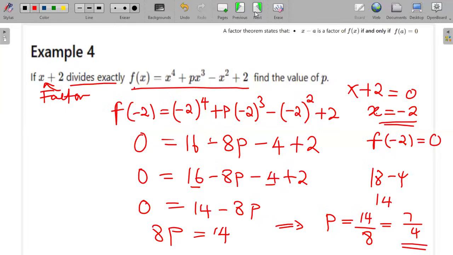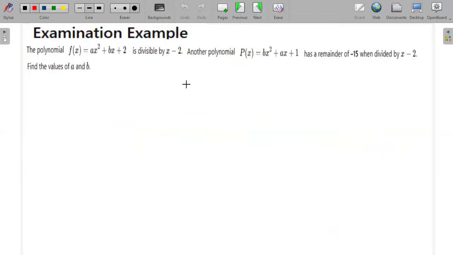Okay, so if there are no questions, let's look at an examination example under the factor and remainder theorem. Pay attention to this because most likely such a question can come.